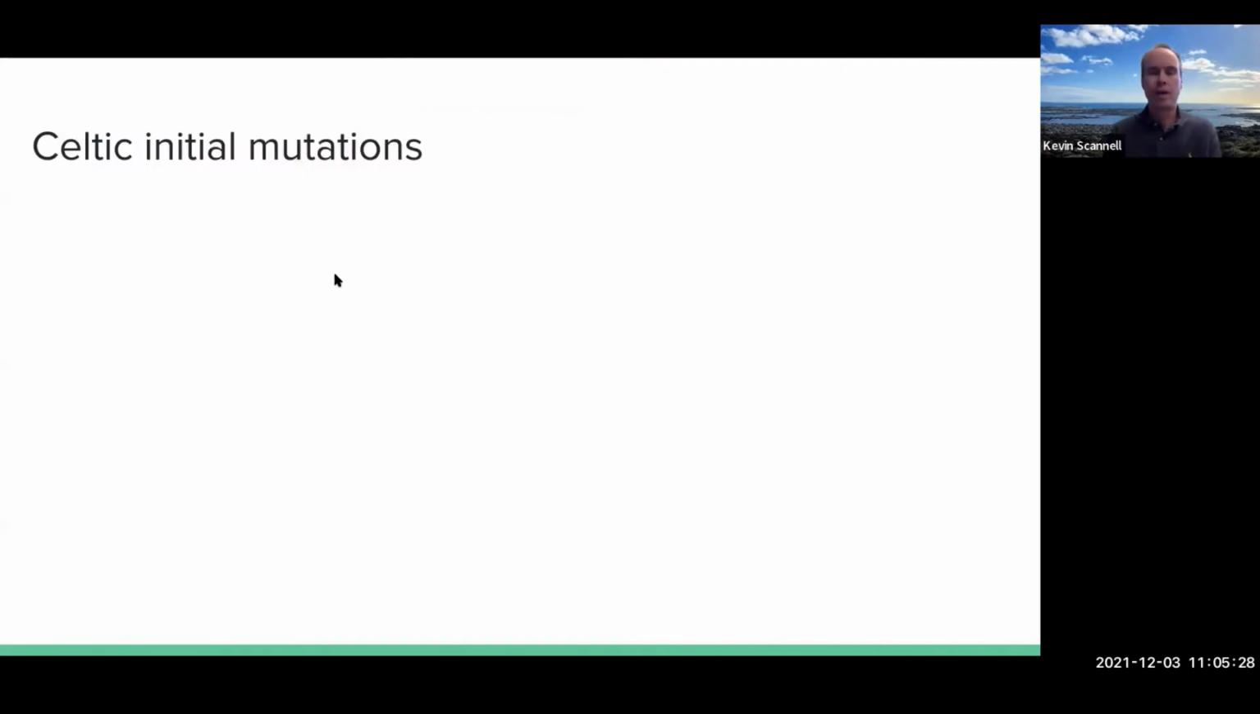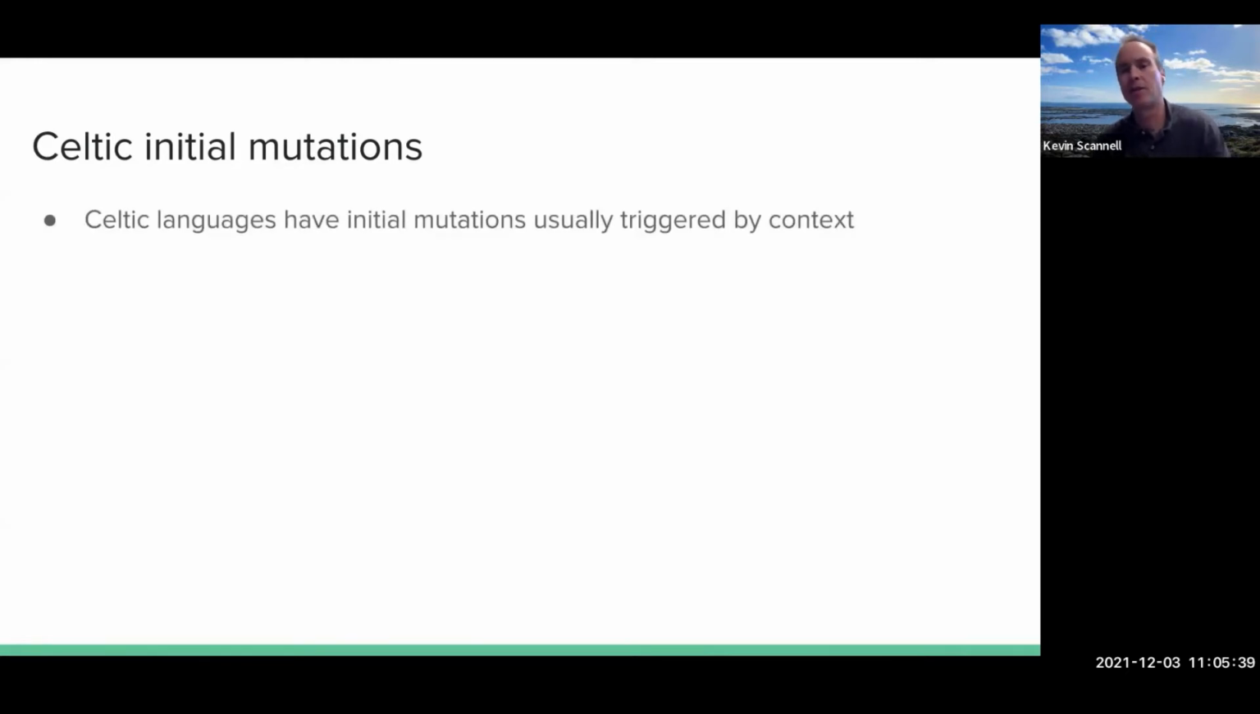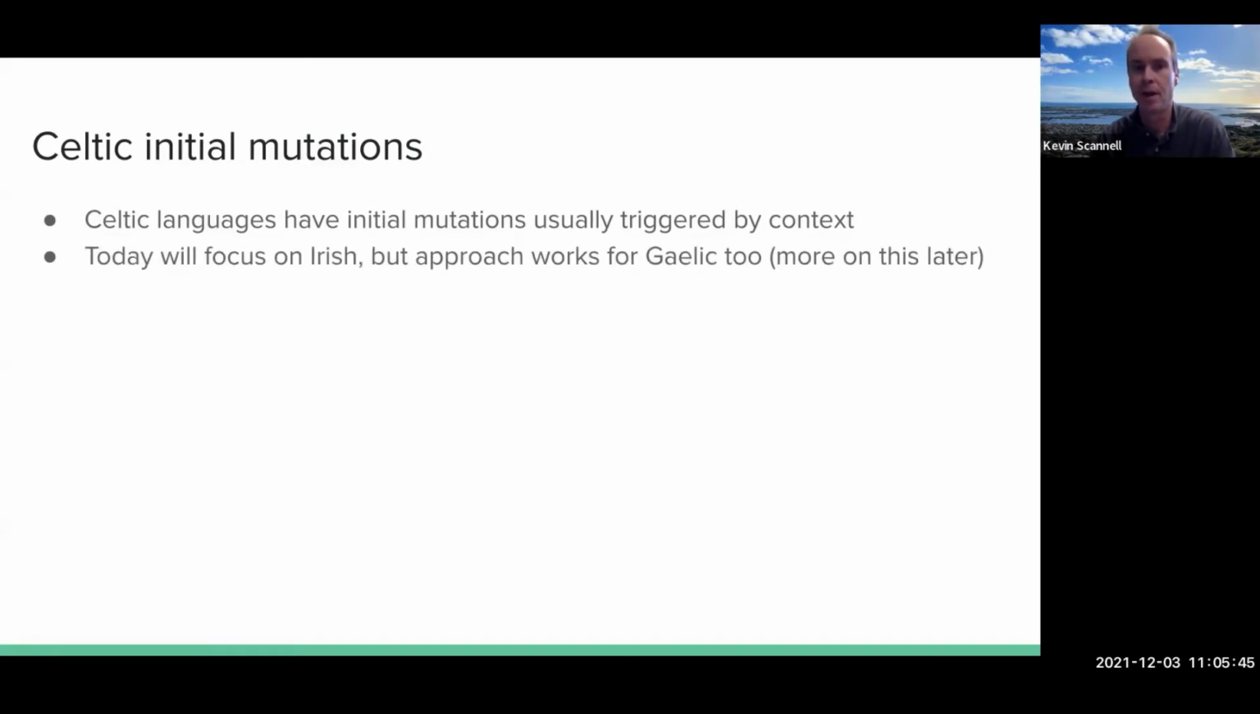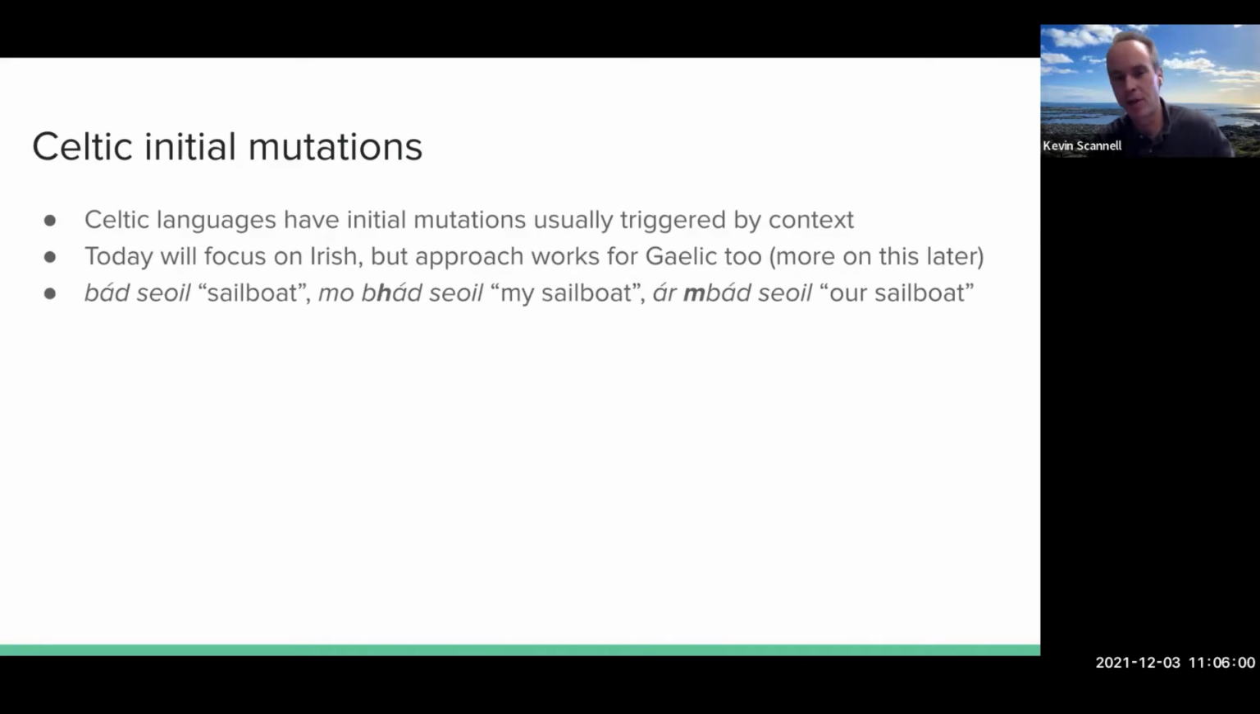All right. So I want to talk about mutations, and for this audience, I'm going to zoom over this first slide pretty quickly, hoping that everybody's at least familiar with the idea here. Mutations are changes to the beginning of words, usually triggered by some contextual clue. I'm going to talk mostly about Irish today, and the examples I'll give will be Irish, but what I'll describe also works for Gaelic. And I'll explain why it's those two in particular in a little bit.